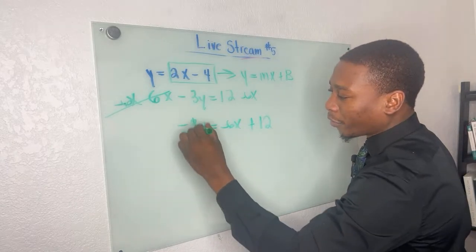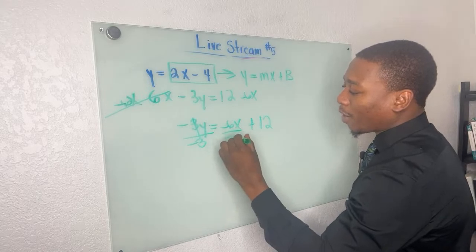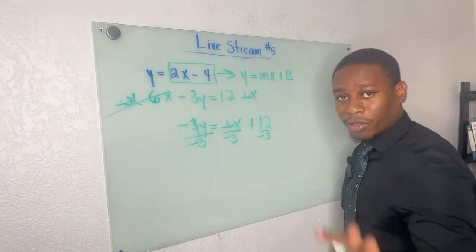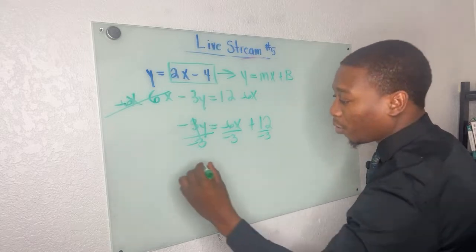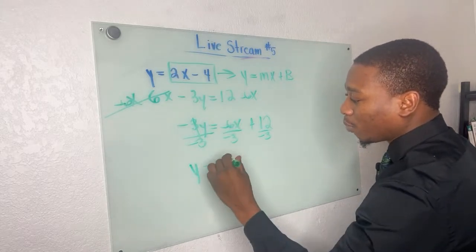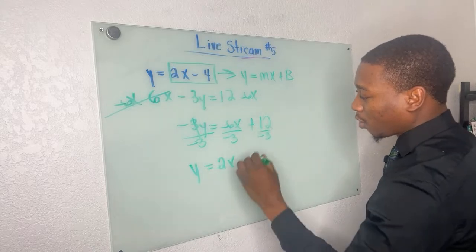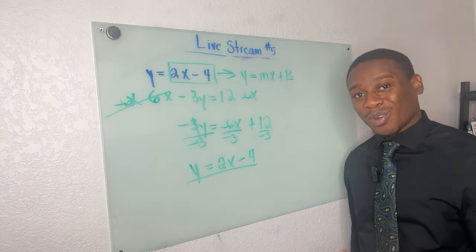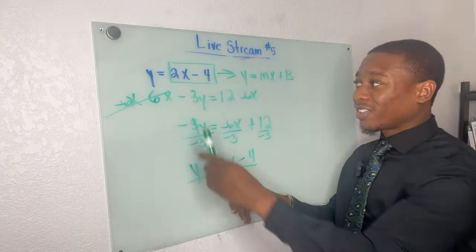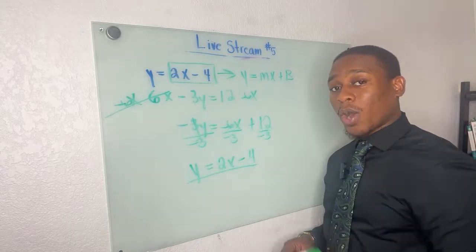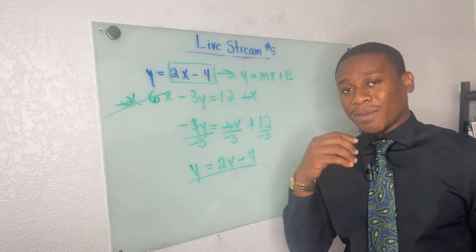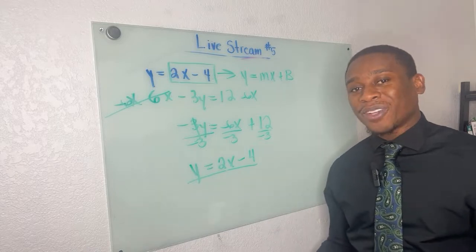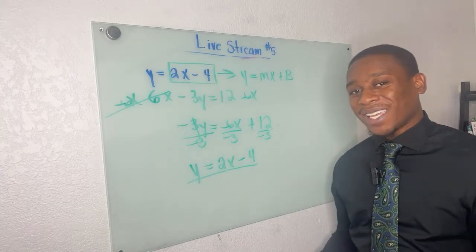Divide by negative 3. Divide by negative 3. We could put it all over one fraction, I just separate it to make it a little easier to see. All right? y is equal to positive 2x minus 4. So if you notice, they're in slope-intercept form, so they both have the same slope and the same y-intercept. What does that mean? It means it's the same exact line when we go to graph.